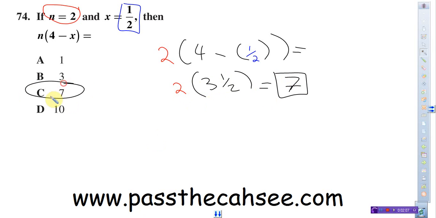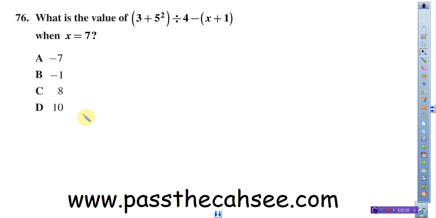So as you can see, you plugged it in, you did the parentheses first, and then you multiplied. All I did was substitute in. Substitution is, again, very important, especially when they offer the answers in here. Let's go ahead and take a look at number 76. So again, I plug in.